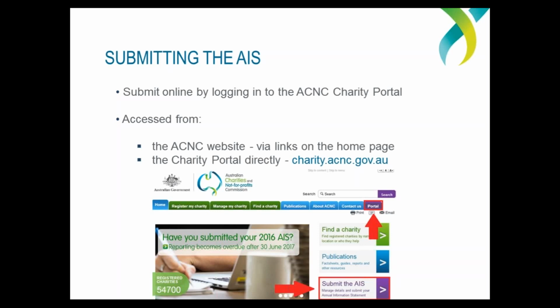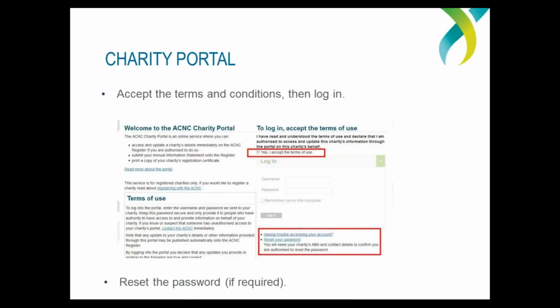You can also type the portal's URL address directly into your browser, and that is charity.acnc.gov.au. But however you access the portal, you'll end up in the same place. So this is what you'll see once you've gone through any of those access points. This is the charity portal login page.